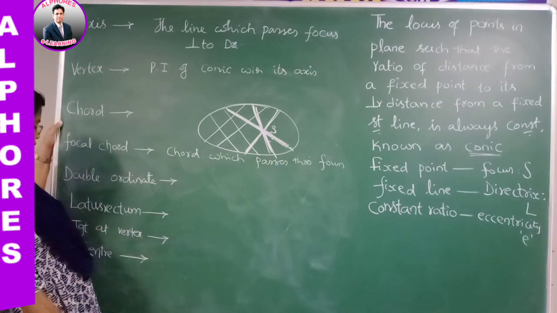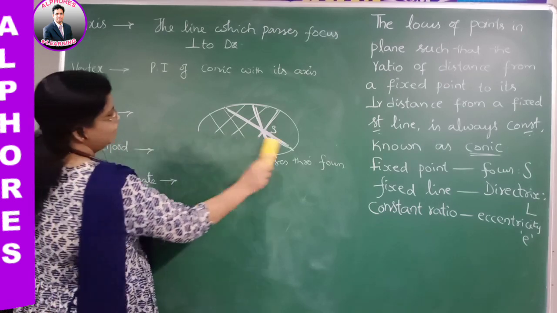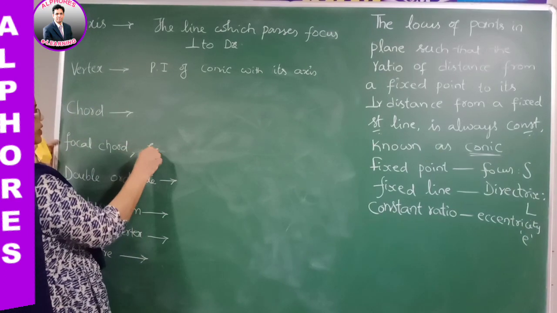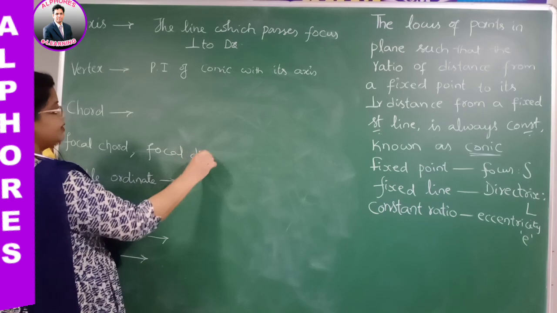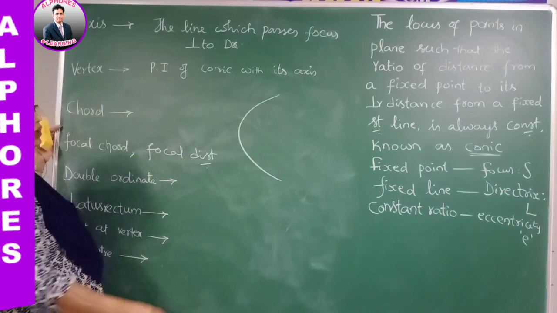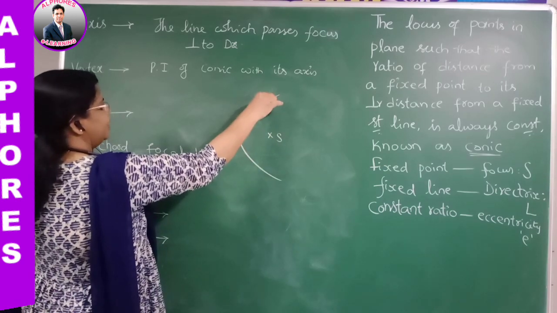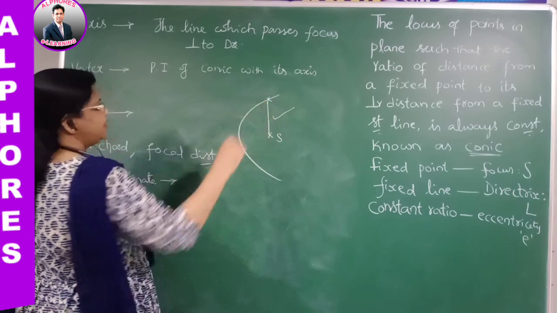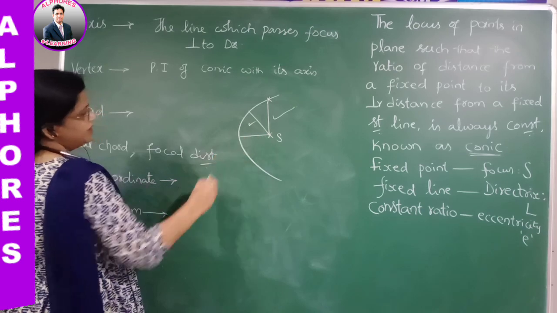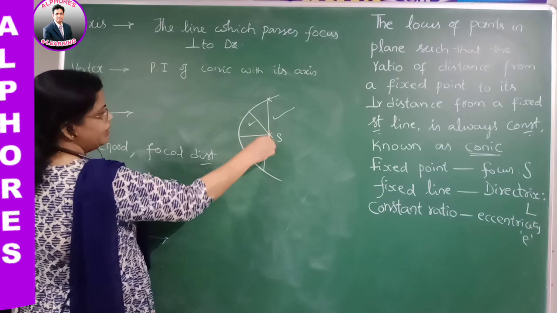And the next one is focal distance also. What is focal distance? Understand, focal chord is different from focal distance. Focal distance is the distance from the focus to any point. Suppose this is a conic we have taken and this is the focus, and if I take a point on the conic and join it to the focus, this is known as the focal distance, and if you join another, this is also a focal distance. Like this, the distance between the focus and any point on the conic is known as focal distance.